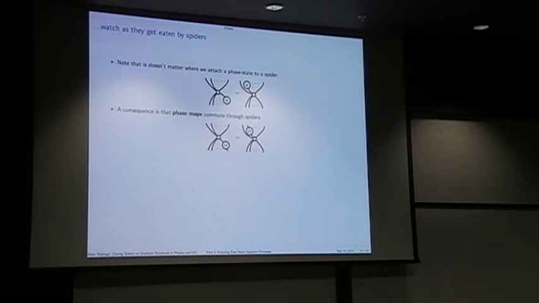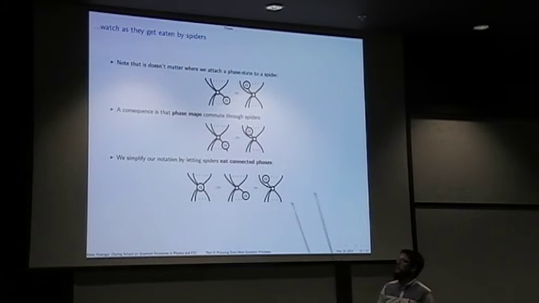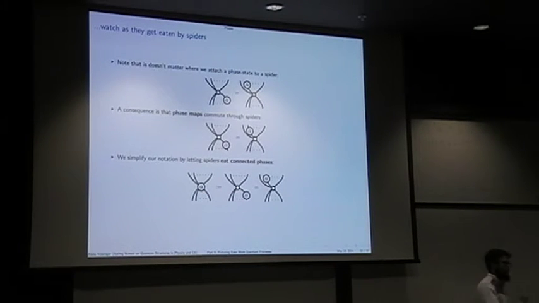An immediate consequence of that is if I take one of these phase maps and apply it to one leg, I could just as well apply it to some other leg. Again, it doesn't make any difference. So we simplify the notation by just having the spiders eat the phases and write them right on the spider. So this thing simultaneously generalizes the phase states, the phase maps, all that phase stuff.